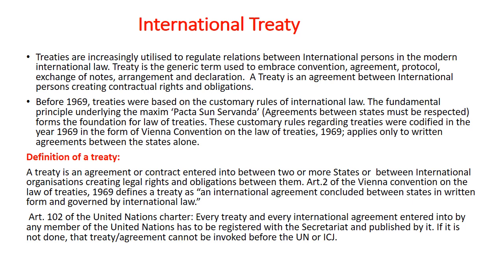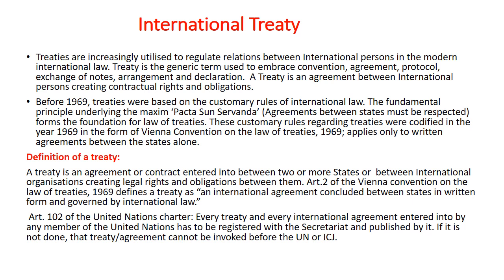A treaty is an agreement between international persons creating contractual rights and obligations. In layman's language, we can say an international treaty is nothing but a contract, but at the international level. Before 1969, treaties were based on the customary rules of international law. The fundamental principle, the maxim pacta sunt servanda, which means agreements between states must be respected, forms the foundation for the law of treaties.